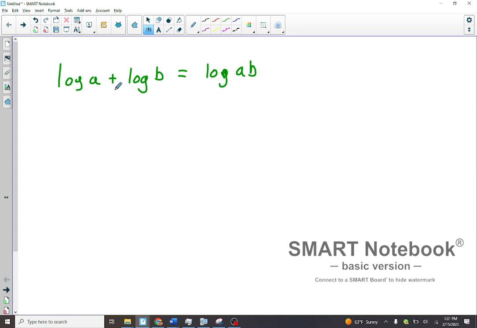And so, when you add, you turn it to a multiplication.